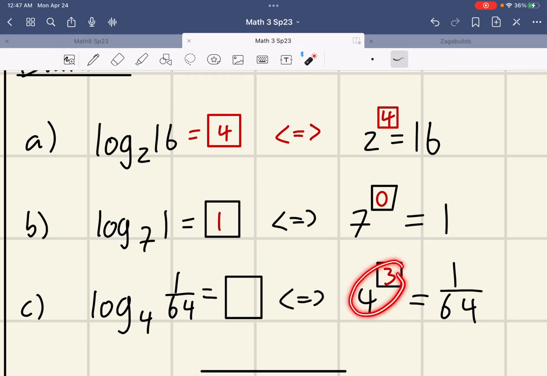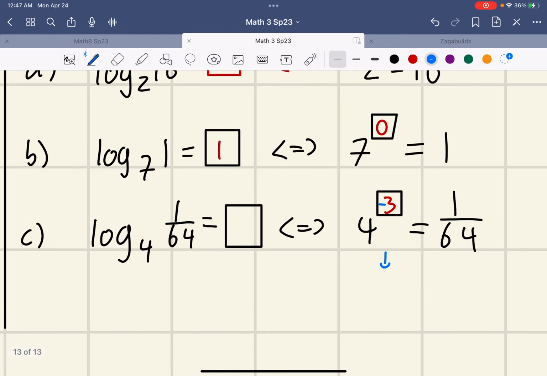So I need to figure out a way that I can rewrite this 64 in a numerator, or rewrite this 4 to the third, which is just a regular 64, back in the denominator. And a rule of exponents that we've talked about is negative exponents. Negative exponents allow us to rewrite a number as a fraction, which will become 1 over 4 to the third, which will then give me that 1 over 64 I was looking for.